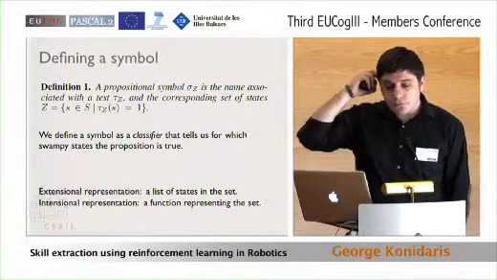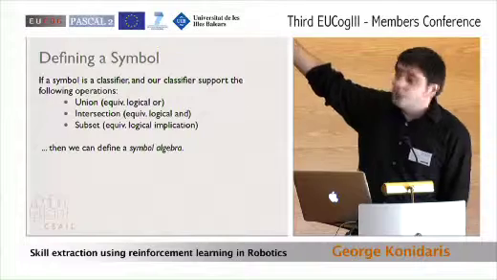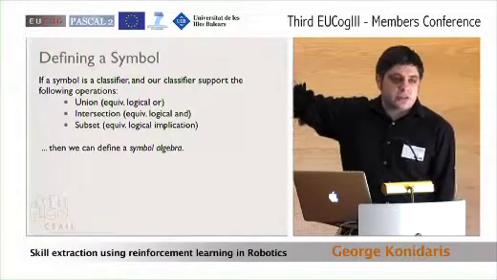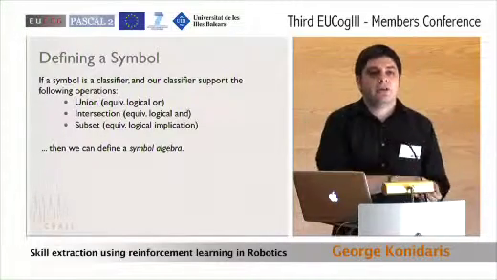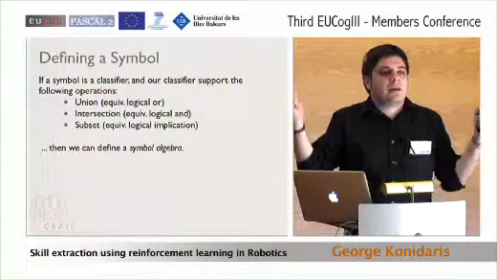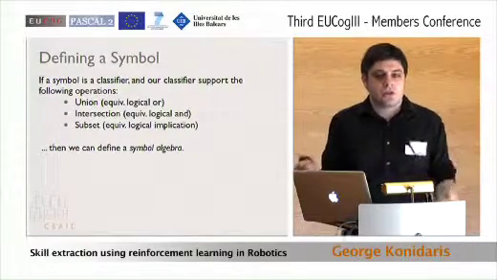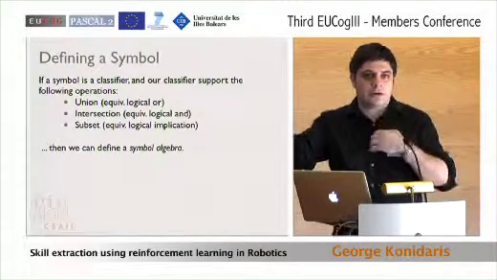And if a symbol is a classifier and it supports the following operations, union, which is an OR, intersection, which is an AND, and subset, which is like logical implication, then we can build an algebra of those classifiers. We can take two classifiers, we can AND them, and we can get a new classifier. Right, this is just like doing a symbolic operation. You can take a predicate, AND it with another predicate, and you get a third predicate.